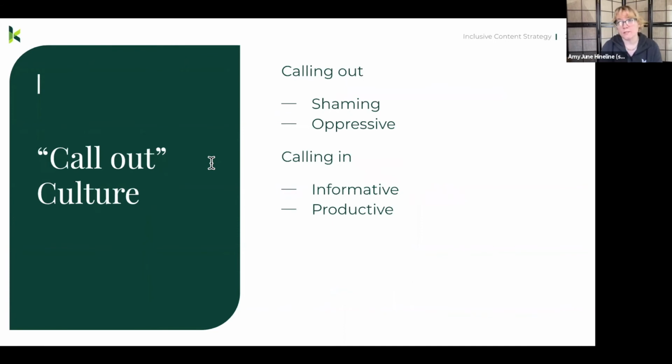I do want to mention call out culture. Calling out is the idea of publicly letting someone know when their values or their language don't align.